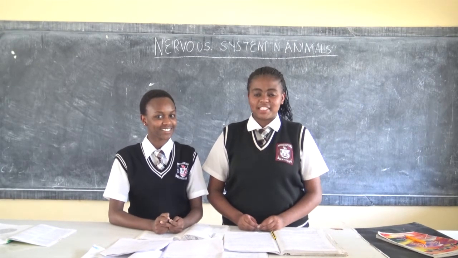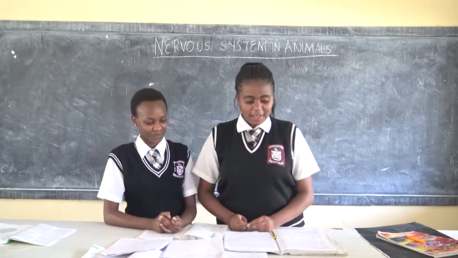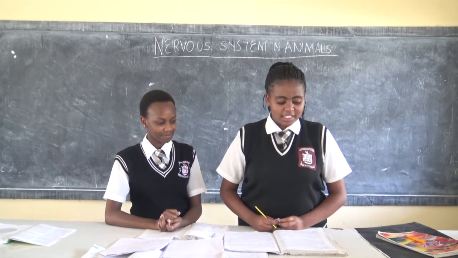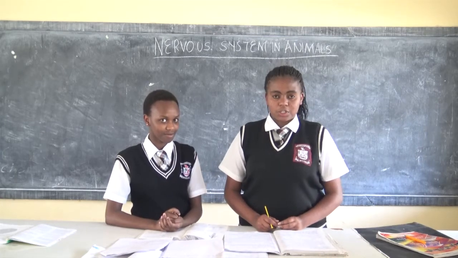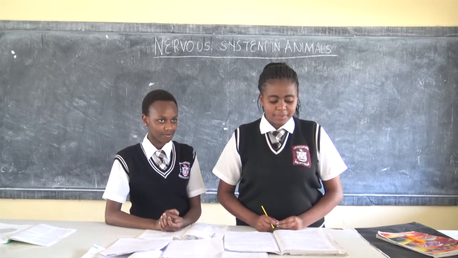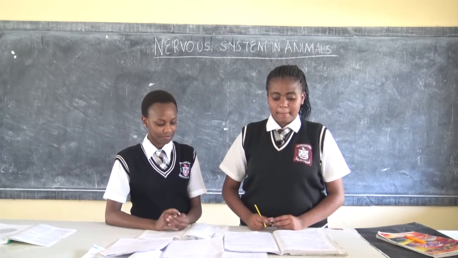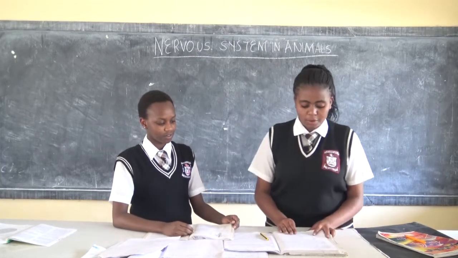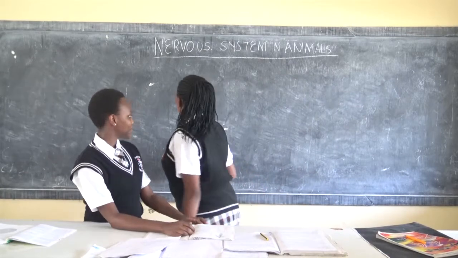And today we'll be discussing the nervous system in animals. Some of the terms you'll find in this topic are receptors and effectors. Receptors are those parts of the body which receive stimuli, and effectors are parts that bring out a response. I will be drawing a diagram to show how the nerve impulse is transmitted.